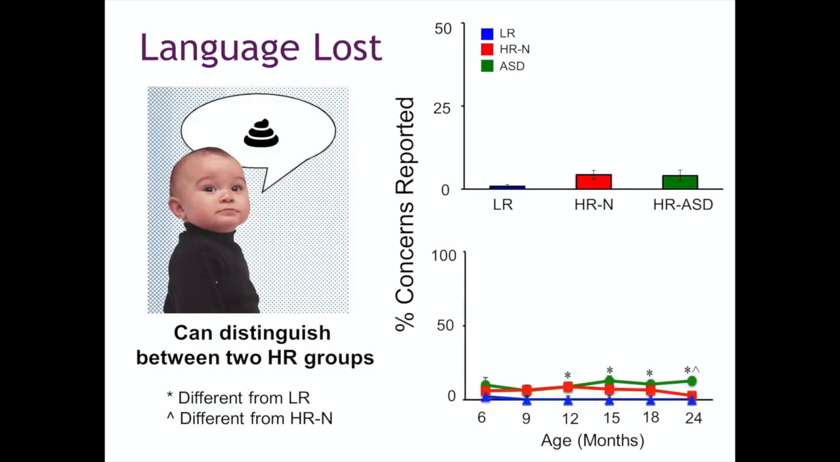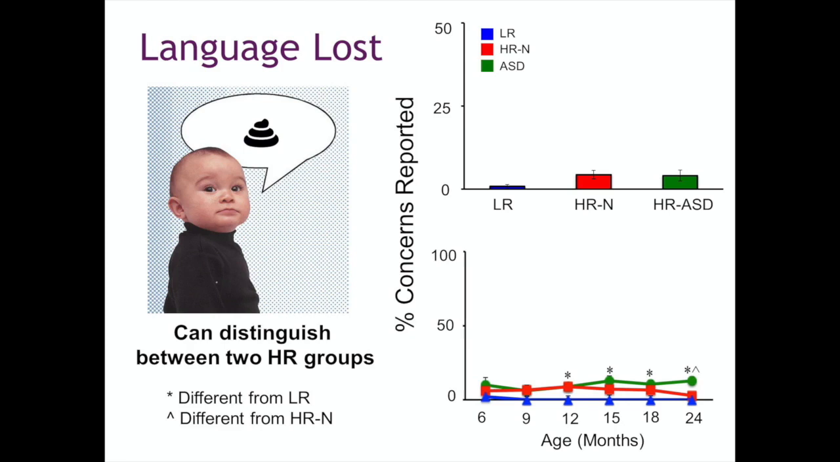And when we look at language loss, because that's one of the things that has been studied before, so if your child had a word or a gesture that they used to say and now are no longer saying, we found that overall most parents didn't report any concerns. You can see the high-risk ASD group is about 5%, if that. But we did find a significant difference at 24 months of age. So it may have been that a few parents reported their child used to say a word that now they're no longer saying.